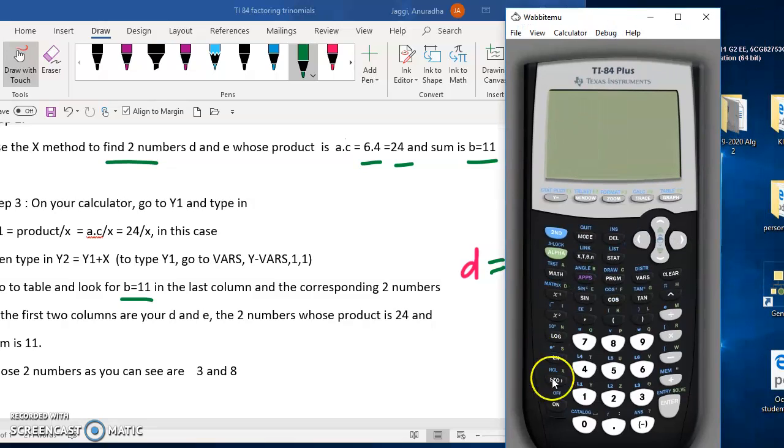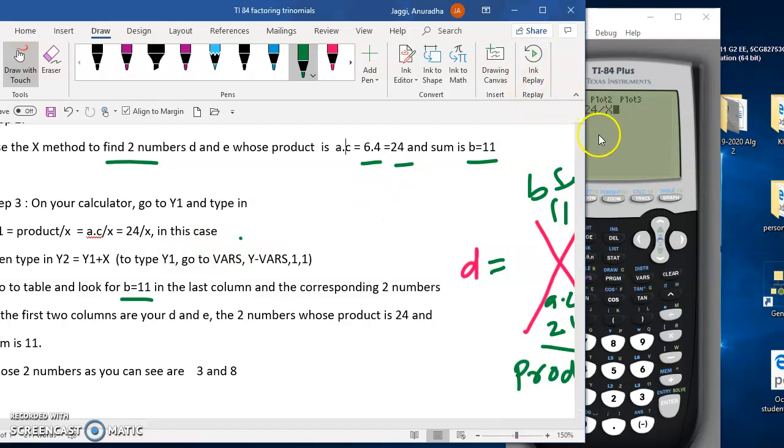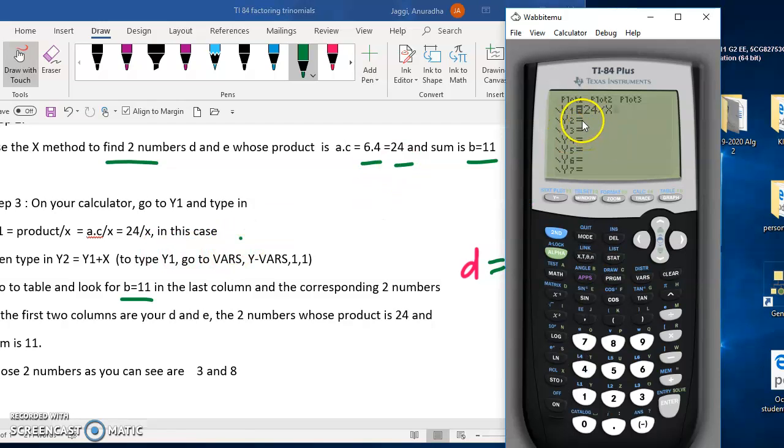So what did I say? The first step, turn the calculator on. The first step is go to Y1. What is our product? A times c is 24. So you will do 24 divided by X. Then what is the next step? You go to Y2 and make it Y1 plus X. So how do you get your Y1? Let me just go to Y1 first. So I go down here, and in front of Y2 you have to type in Y1 plus X.